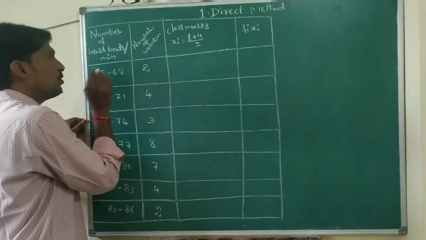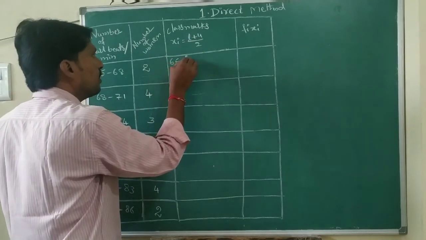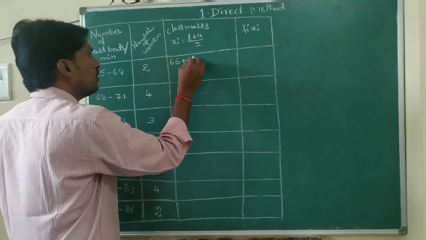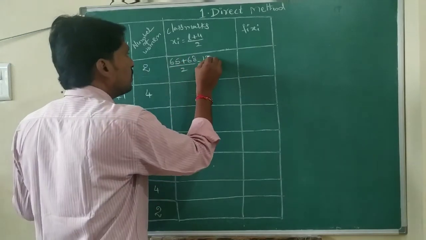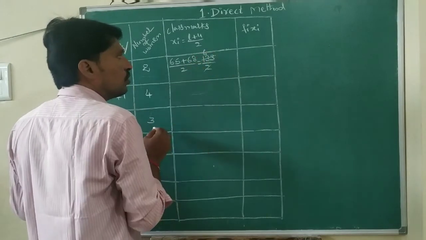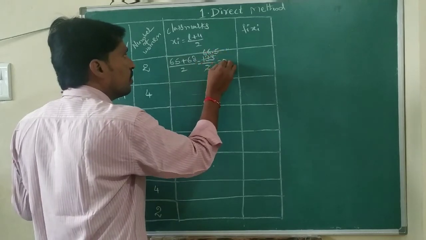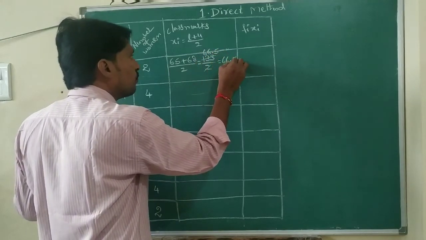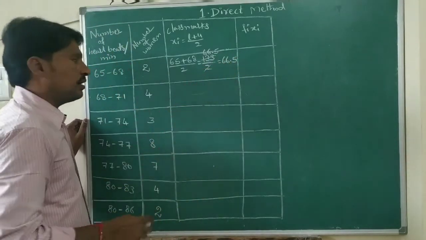First class interval 65 to 68. The class mark is lower limit 65 plus upper limit 68 by 2. 65 plus 68 is 133 by 2, which is 66.5. The first class mark is 66.5.